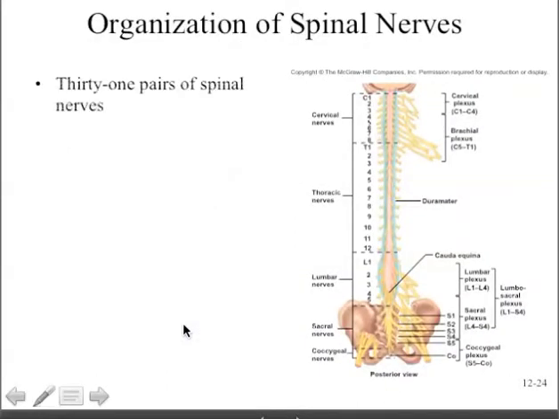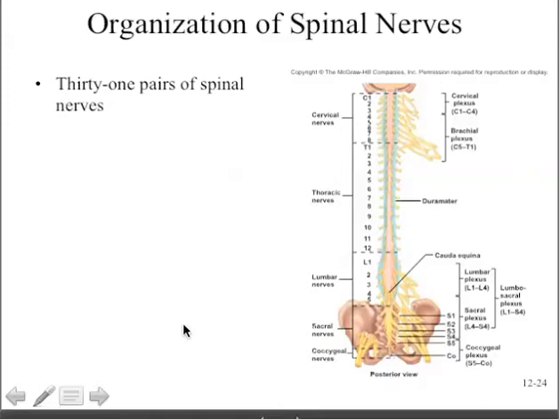Now, if we look at the spinal nerves, there are 31 pairs of spinal nerves, and this is part of the evidence indicating that the spinal cord is a segmented structure. We know this if we look really at the human body and notice repeating patterns in certain body segments.